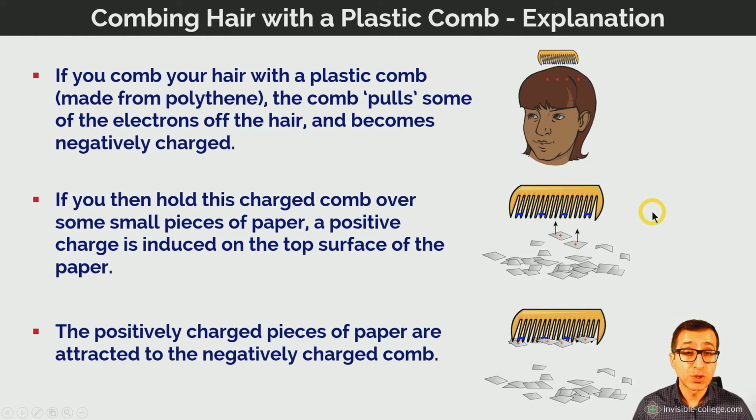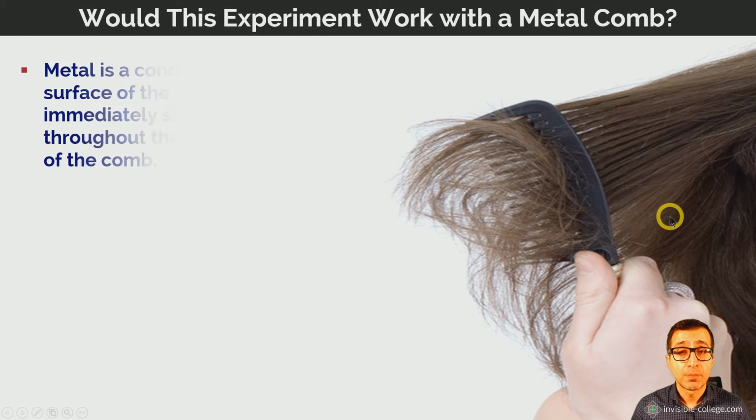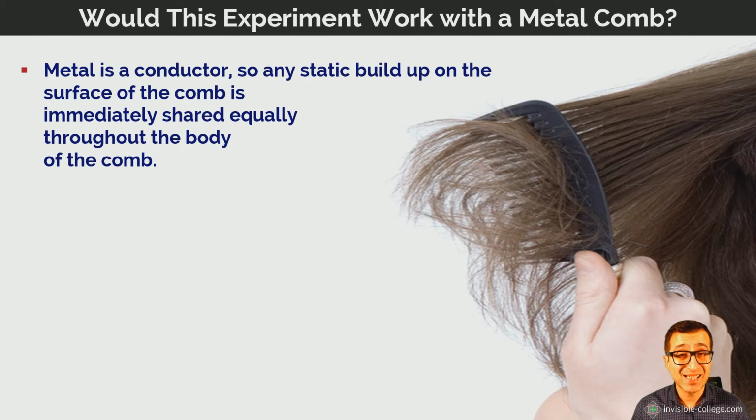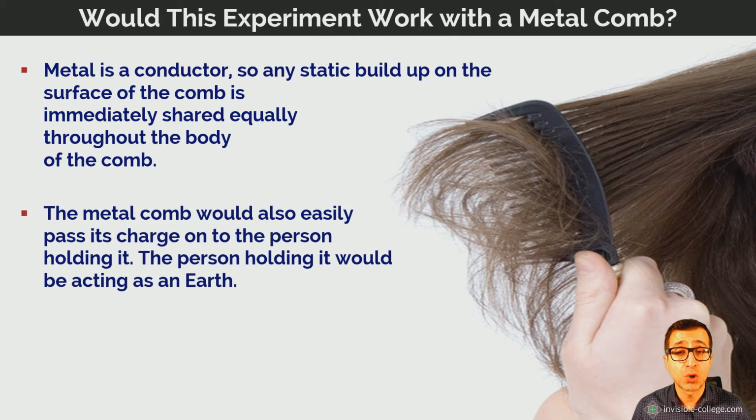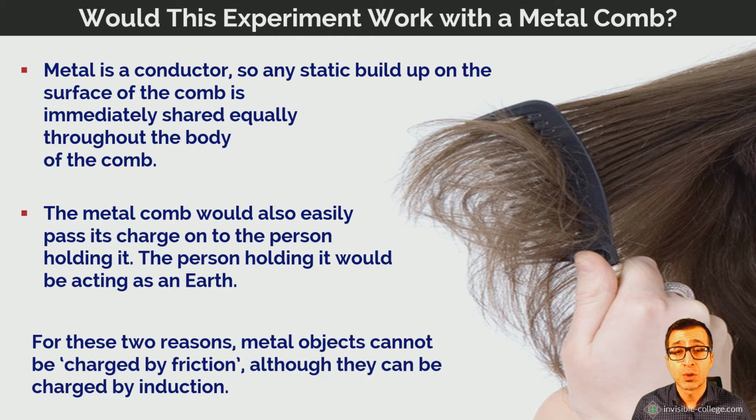So I mentioned that this would not work with a metal comb. Metal is a conductor, so any static buildup, any buildup of electrons on the surface of a metal comb is immediately shared equally through the body of the comb. So the metal comb would also easily pass its charge on to the person that was holding it, and the person holding it would be acting as an earth for that charge. So for these two reasons, metal objects can't be charged by friction, although they can be charged by induction.